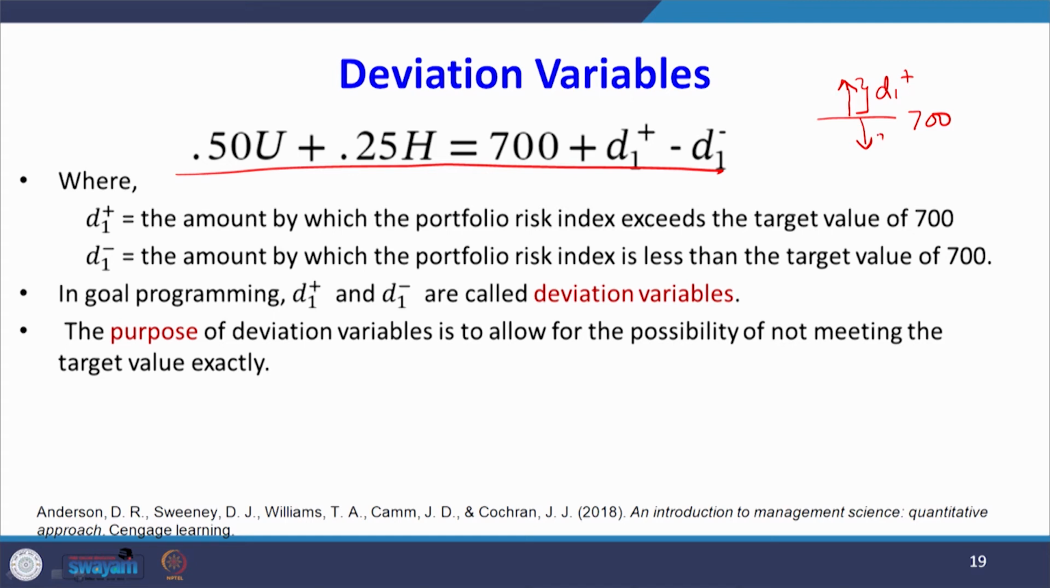The bottom one is D1-, the amount by which the portfolio risk index is less than the target value of 700. In goal programming, D1+ and D1- are called deviation variables. The purpose of deviation variables is to allow for the possibility of not meeting the target value exactly. That means, if D1+ has some positive value, we may exceed 700. If D1- has some positive value, our value may be less than 700.